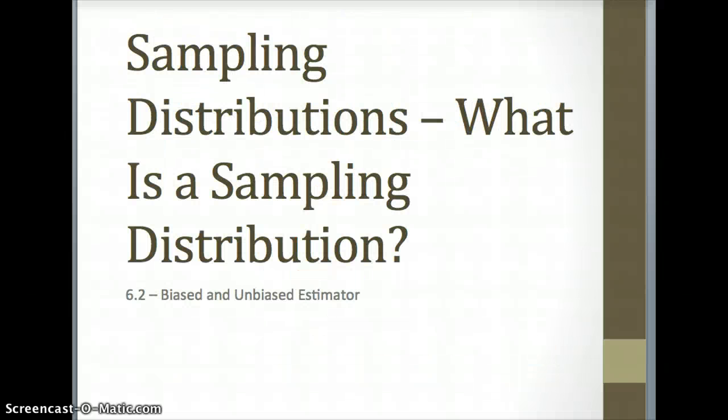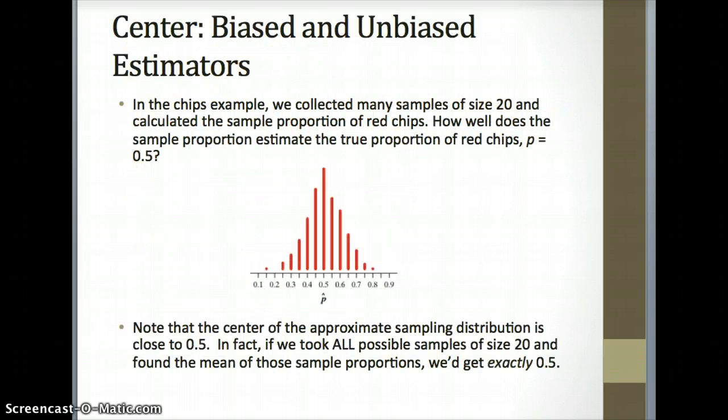Okay, so we're still really talking about how trustworthy a statistic is to estimate a parameter, or to estimate for a population. And most of what we're going to do during this video is talk about biased versus unbiased estimators. So for the first thing that we're going to take a look at, I think going back to the chips example is an easy way to do it.